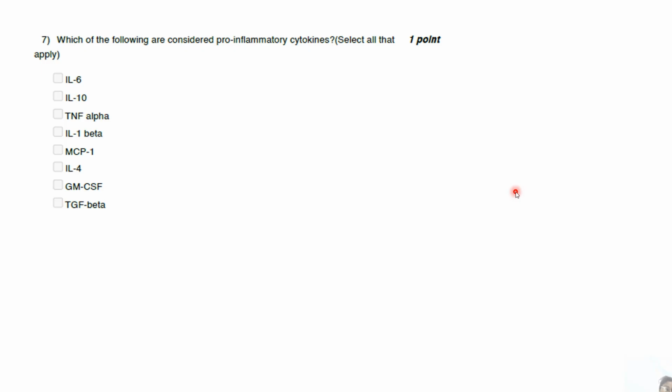The options are A. IL-6, option B. IL-10, option C. TNF alpha, option D. IL-1 beta, option E. MCP-1, option F. IL-4, option G. GM-CSF, option H. TGF beta.